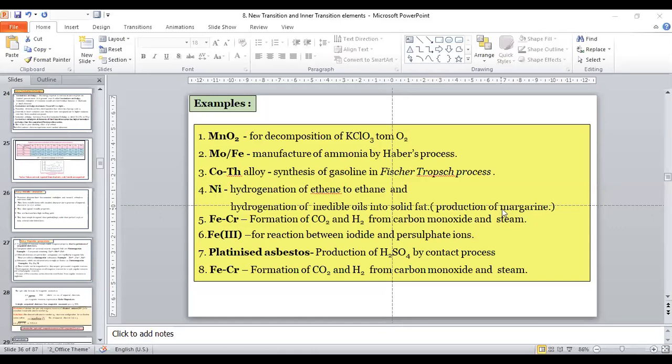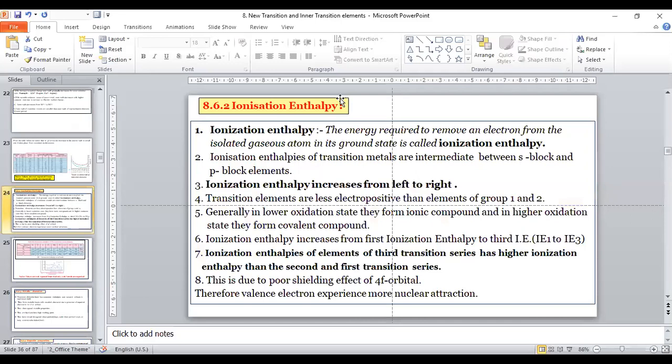Good morning, students. So in the last lecture, we started this chapter, transition and inner transition elements. This is also called as D and F block elements. The introduction part, then what is meant by D block elements. Once again, I'm also repeating the concepts of D block elements and F block elements meanwhile.